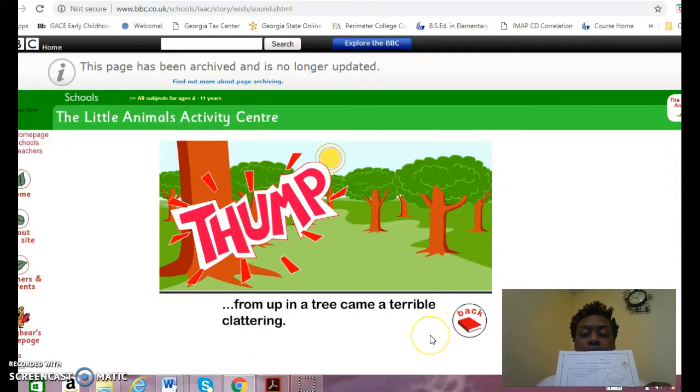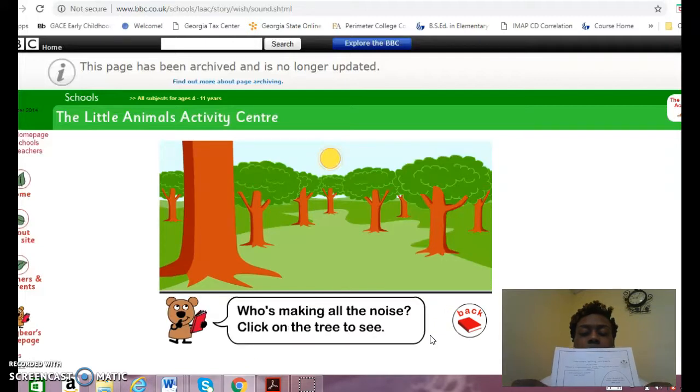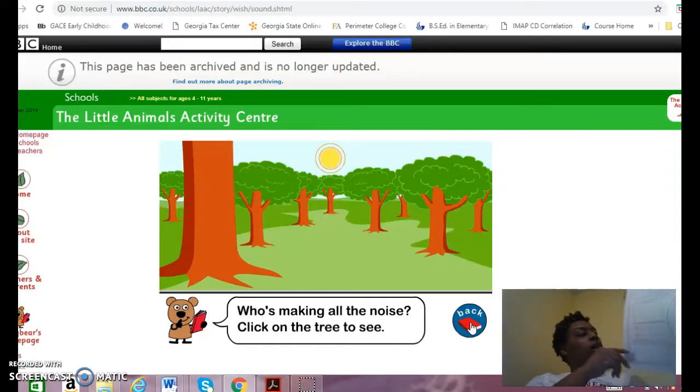From up in a tree came a terrible clattering. Who's making all the noise? Click on the tree to see. You guys are able to go back as many times as you need. So, this back button here, this is the button that you will click on to go back to any part of the story. So if you were 2 pages ahead, you have to go back 2 pages just to get back to that same spot that you're trying to get to.